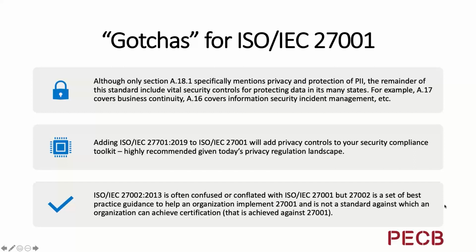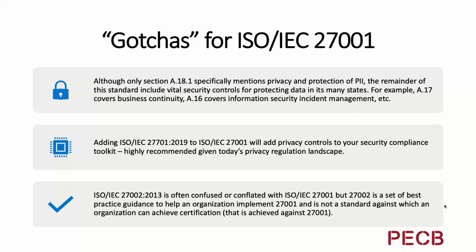Some gotchas for this standard. Although only one section specifically mentions PII, personally identifiable information, and the need to protect it, the remainder of the standard includes some other critical controls you have to be aware of and apply for protecting data in its various states. And by states, I don't mean locations within a country, I mean its statuses. So if it's at rest, if it's in transit, if it's being processed, the 3 states of data.